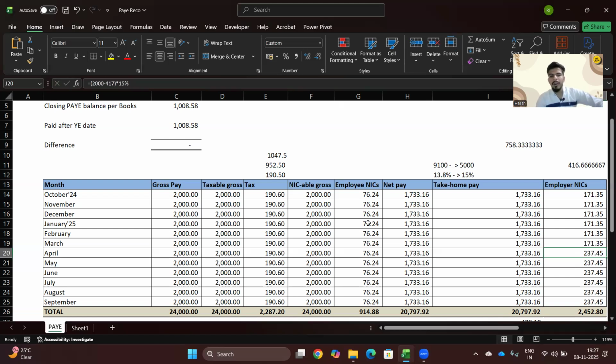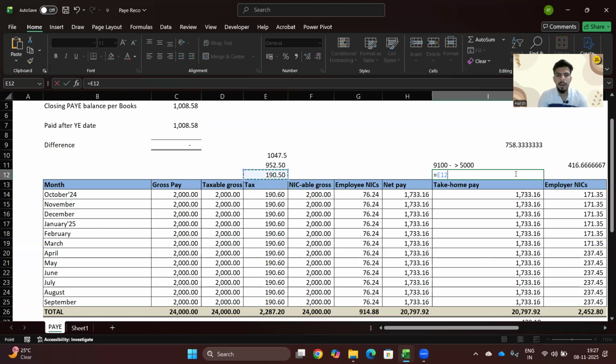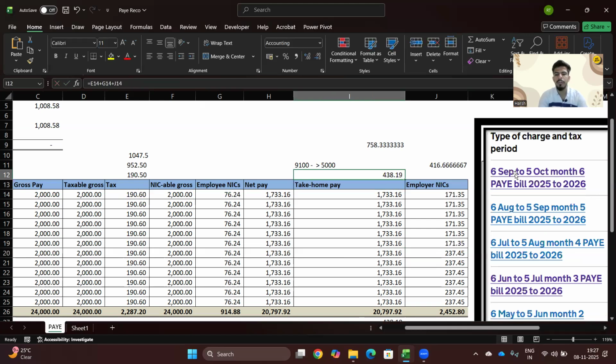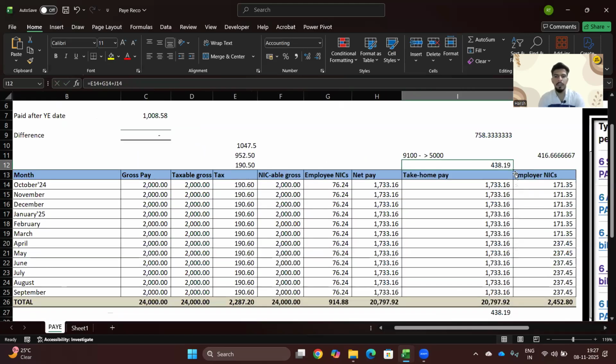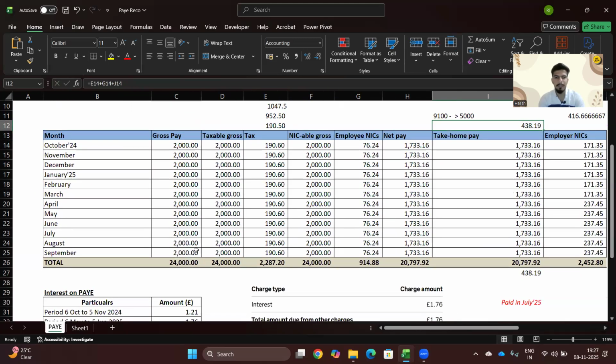So what do we need to do? What is our pay liability per month? From October 2024, we have a pay liability of 438.19. How do I get the pay liability? This plus this plus this. What we are going to see is that mostly you do not pay the same month's salary liability in the same month, right? For August salary, the pay liability you would be paying after one month, right? So mostly at the year end, two or three months of pay liability might be pending. We need to check that.